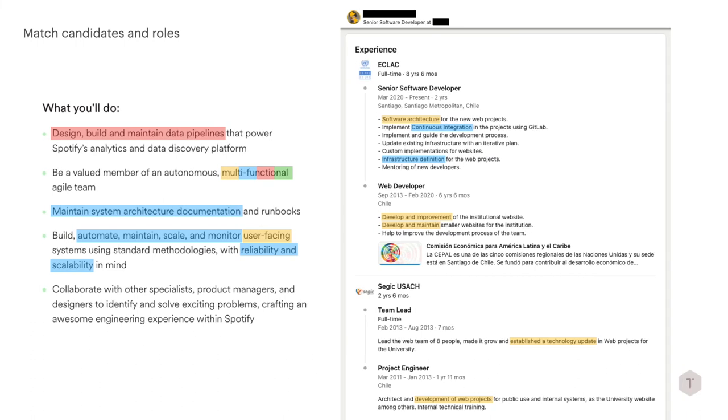And then we can combine the 2 approaches. For instance, the candidate we saw probably isn't a great fit for the Spotify role, because they don't have any data role experience. There's no red on their profile. And they might lack DevOps experience too, because there's way more blue on the left than on the right.